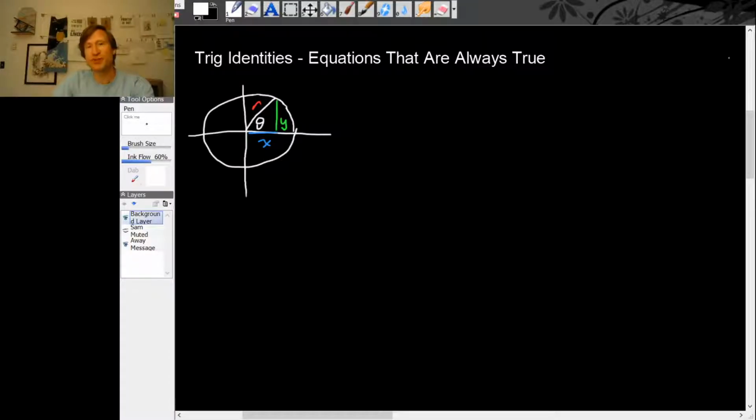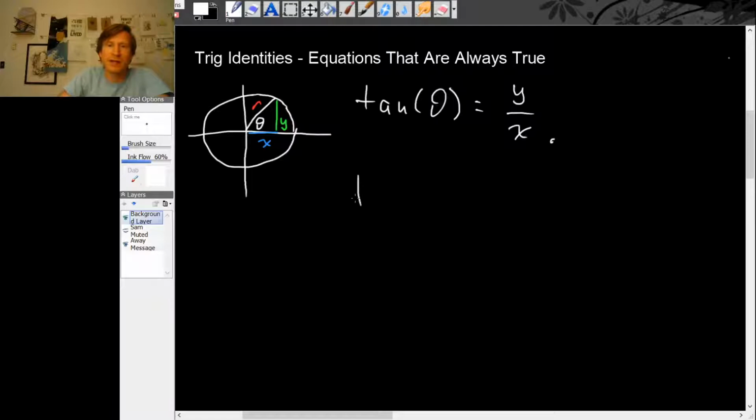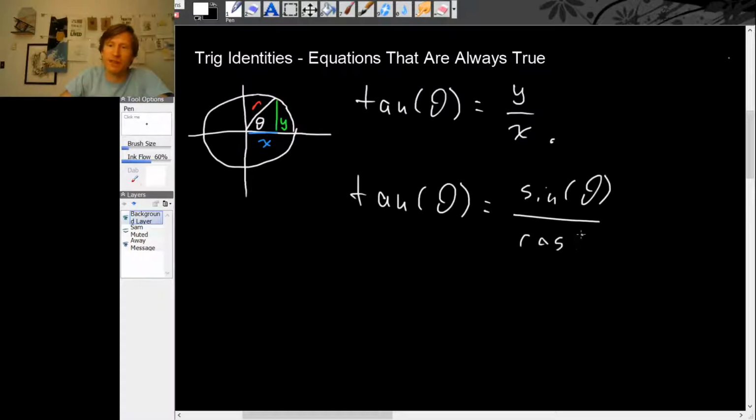One strange feature of trig functions is, since they're all ratios of three sides in the most important diagram, there are lots of hidden relationships between them that aren't always immediately apparent. Just for an example, let's think about tangent of theta. Now, the definition of tangent of theta is y over x, but it turns out that tangent of theta is also equal to sine of theta over cosine of theta.